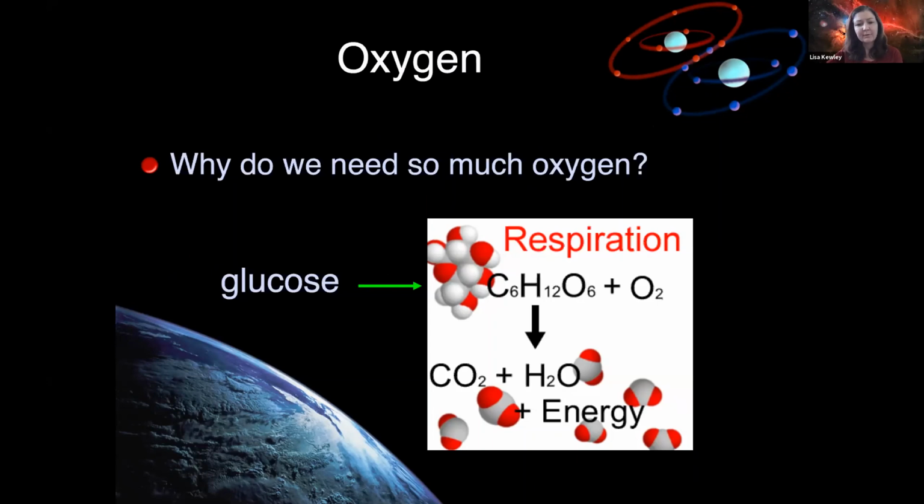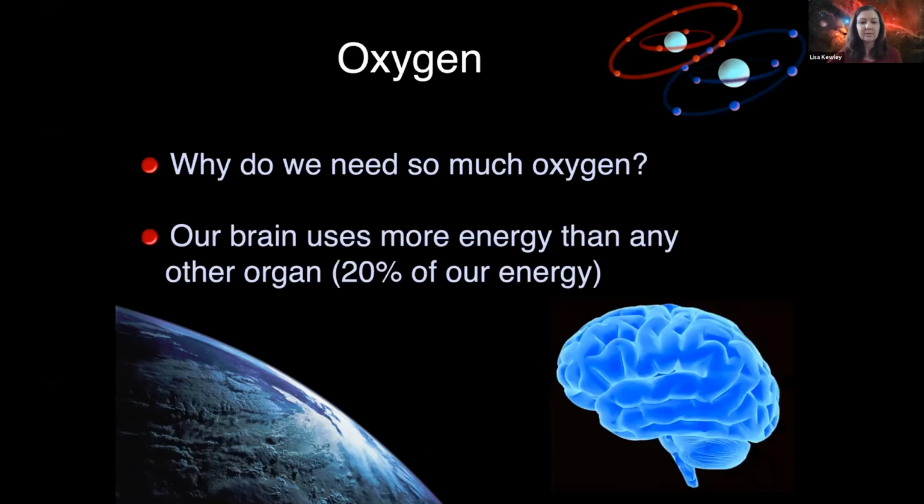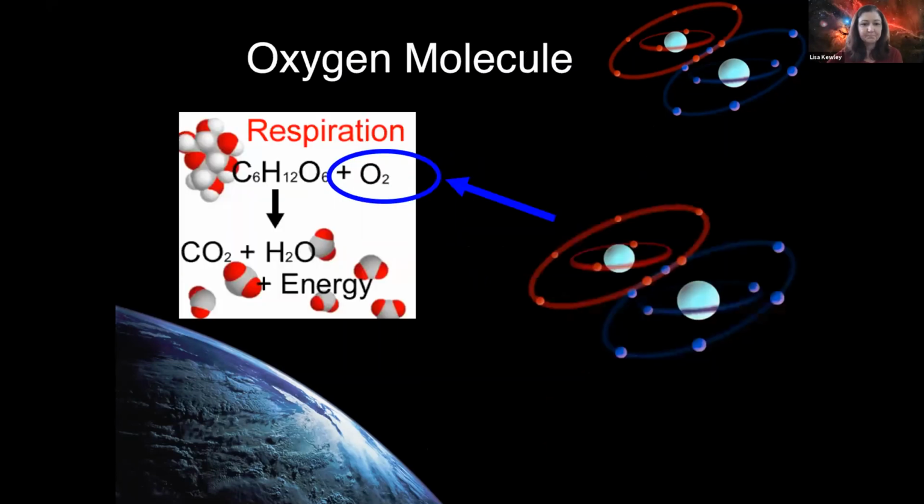Now, most of our energy is actually used by the brain. So the brain uses more energy than any other organ. It's basically split up amongst all of our organs, and the brain uses about 20%. So if you're thinking a lot, then you're using more oxygen actually.